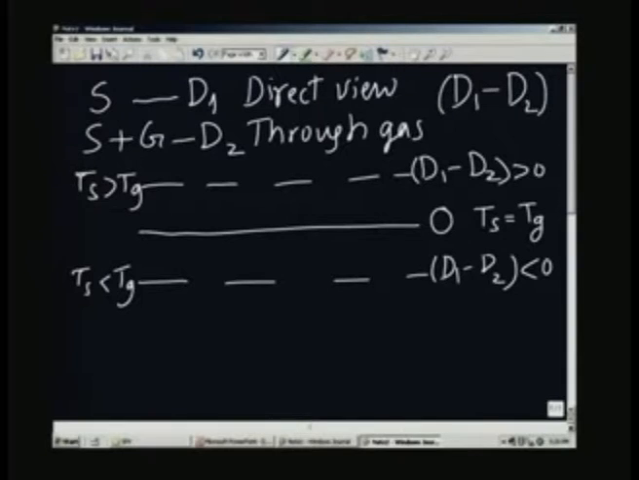So, we can do the following. We can start looking at the direct view and through the gas, and look at the difference in the two signals if you have two detectors, and then systematically vary the temperature of the source T s, so that you move from either this direction or this side. So, in one case I have T s greater than T g to start with, and I start reducing it; at one particular value equal to T g, it will go through 0. So, we say that this is called line reversal.